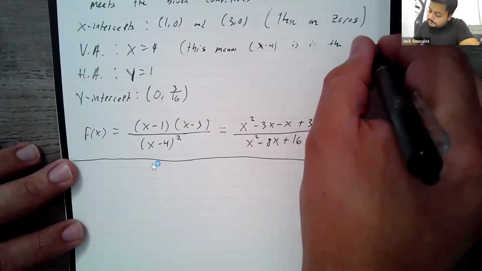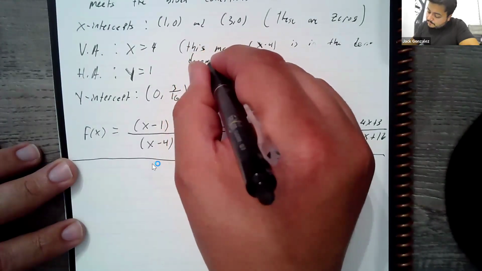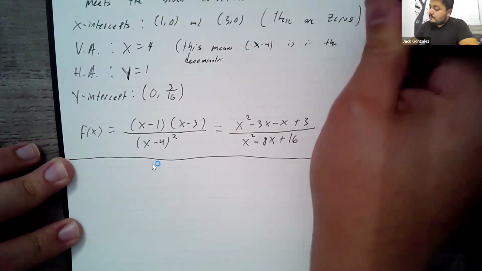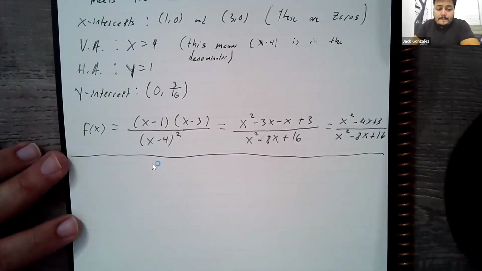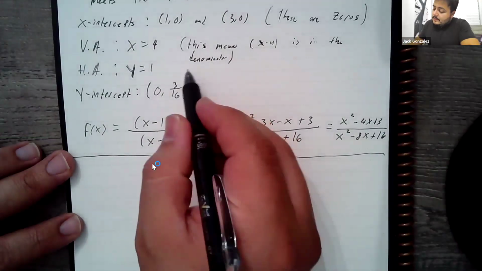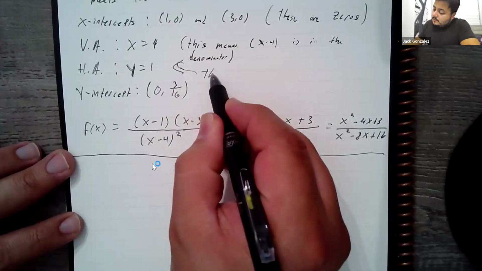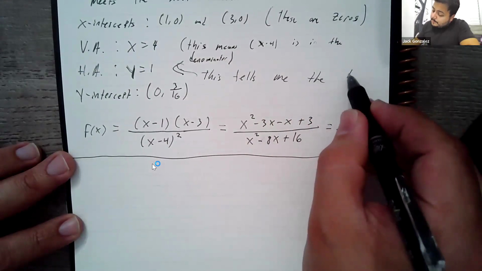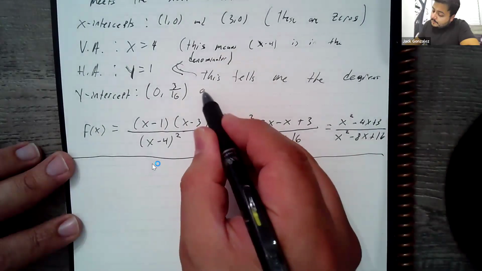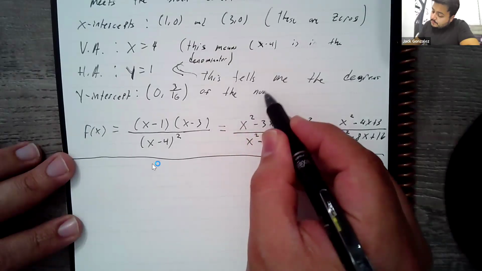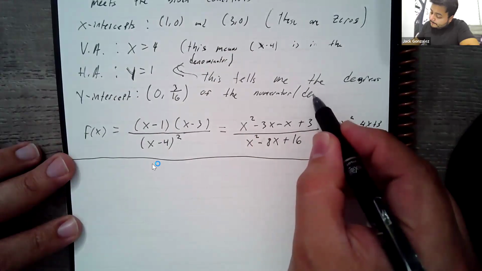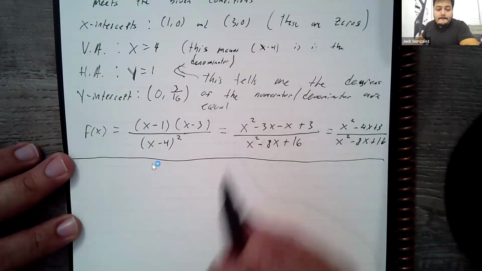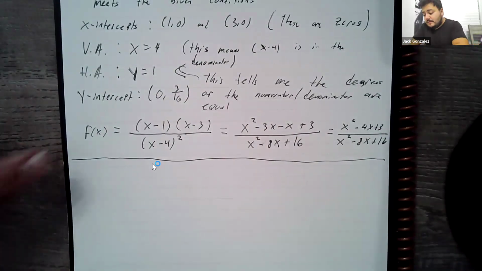This is in the denominator. This tells me the degrees of the numerator and denominator are equal. So that's why I figured this out.